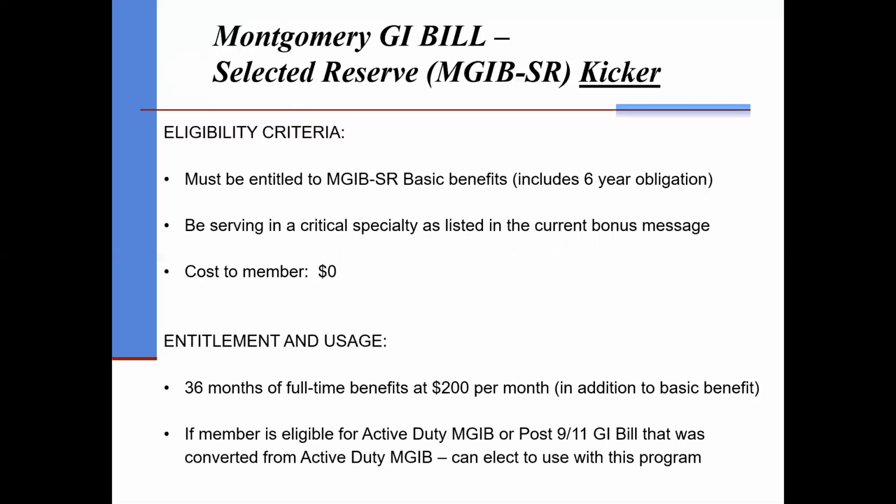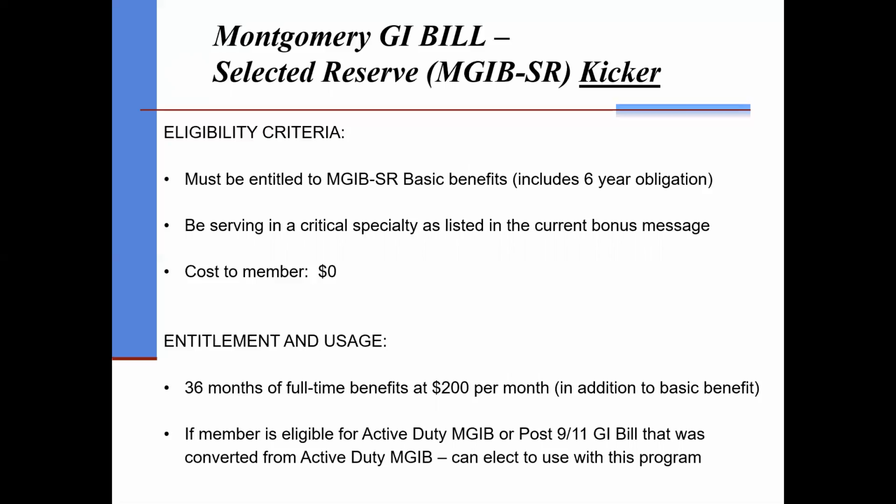Eligibility criteria for the Montgomery GI Bill Selected Reserve Kicker. You must be entitled to the MGIB-SR basic benefits, including a 6-year obligation. You must be serving in a critical specialty as listed in the current bonus message. Cost to member $0. Entitlement and usage: 36 months of full-time benefits at $200 per month in addition to basic benefits.